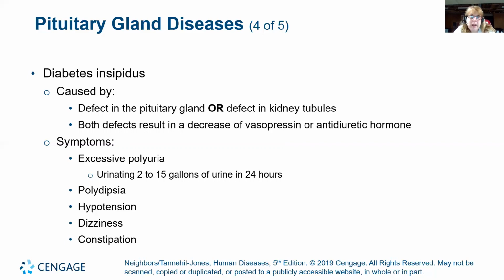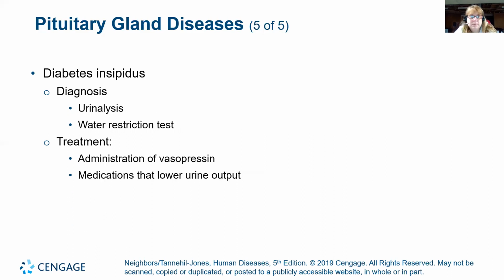Now, 2 gallons doesn't sound like a lot for those of us who stay hydrated and drink a lot, but this is when no matter how much they drink, they are still thirsty. When they drink too much, it results in hypotension. They get dizzy and they get constipated. Usually they present with excessive thirst and they're peeing constantly, but they'll tell the doctor, no matter how much I drink, I cannot get hydrated.